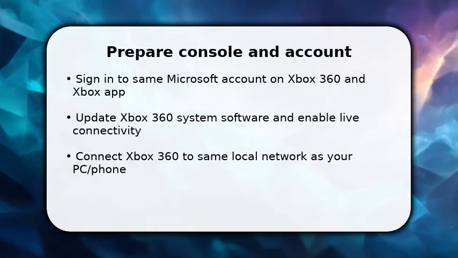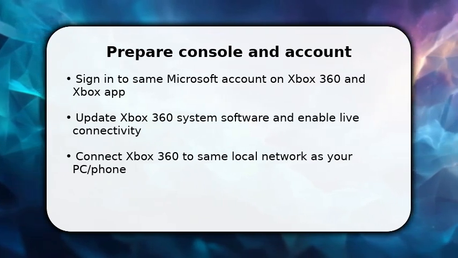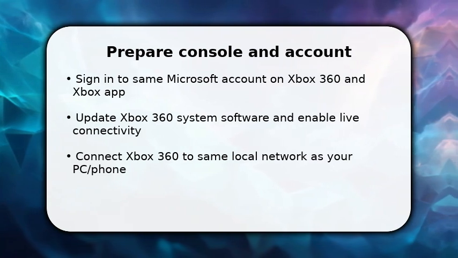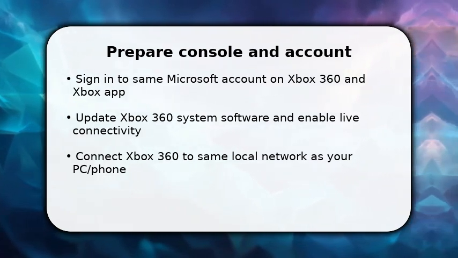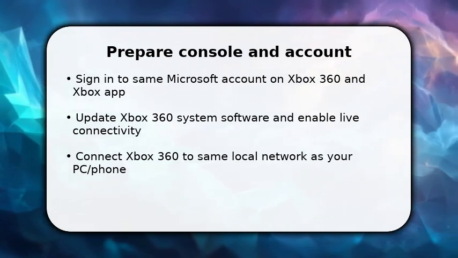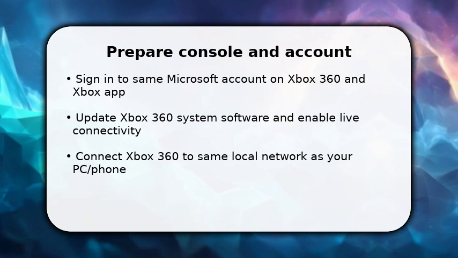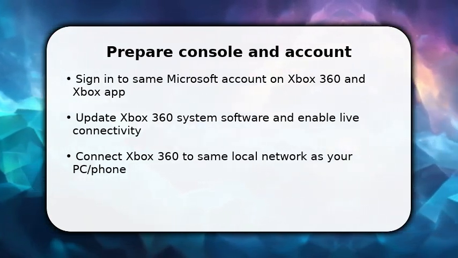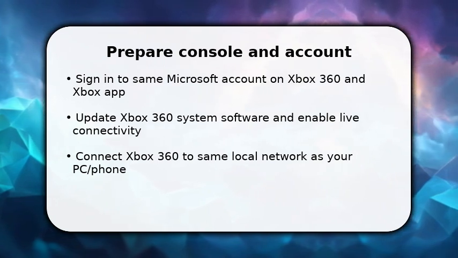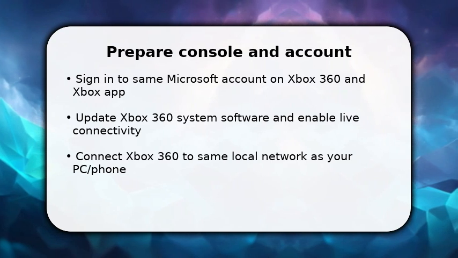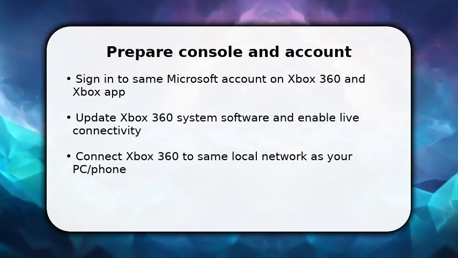You start by signing into the identical Microsoft account on both the Xbox 360 and the Xbox app so profiles match. Once done, update the Xbox 360 system software and confirm Xbox Live or local network access is active. This ensures compatibility. Make sure your Xbox 360 is wired or on the same Wi-Fi as the device running the app, because matching network discovery is essential for pairing.